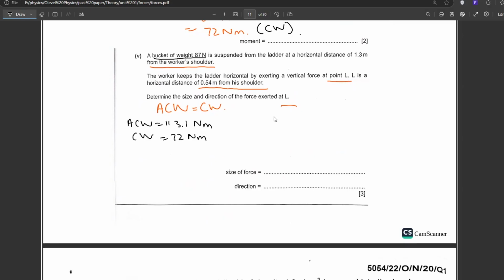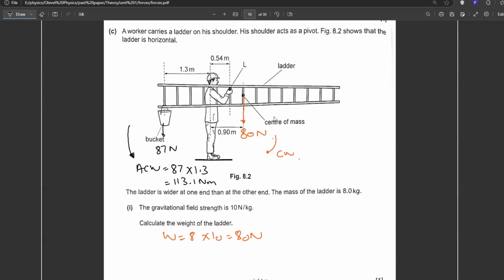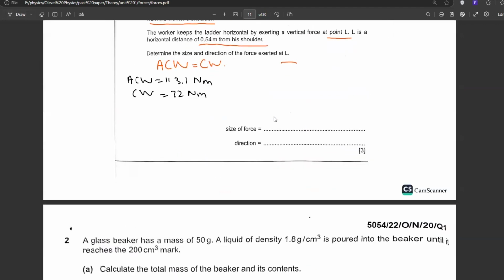If you want the ladder to be horizontal, you want the clockwise moment to be equal to anti-clockwise moment. So basically, if you are applying a force at L, this will generate an anti-clockwise moment, and it will generate a clockwise moment. See, basically, you have a deficiency in which type of moments? Your clockwise moments are 72 and your anti-clockwise moments are what?